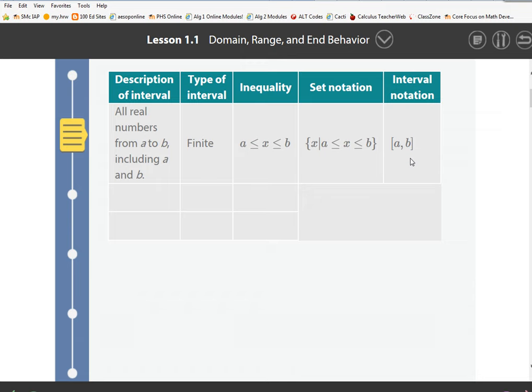Okay, good. Now, what would those brackets look like if maybe these weren't including the endpoints, if these were inequalities without equal signs?